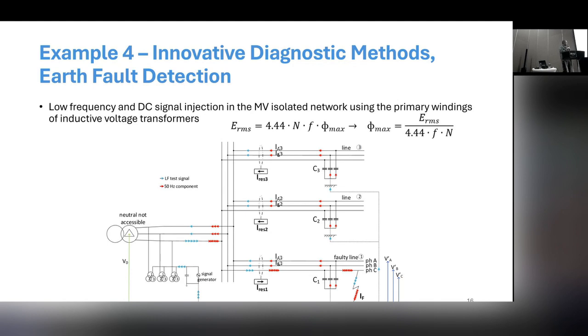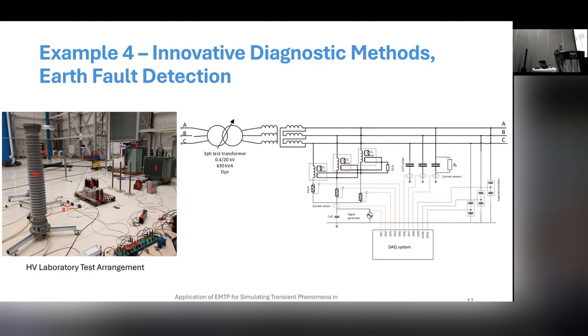But the problem is what will happen with inductive voltage transformers. Their primary winding is not designed to withstand low frequency current. So we need to check if the IVT will be saturated and what will happen during that. At the last IPST, we presented some simulations. According to EMTP simulations, the concept worked for cable networks and for mixed line and cable networks, but we didn't perform any measurements until now.